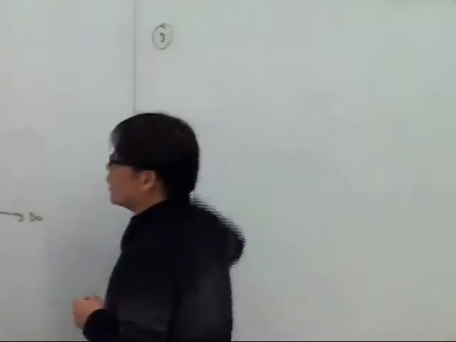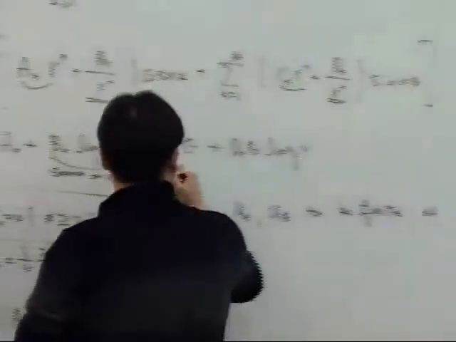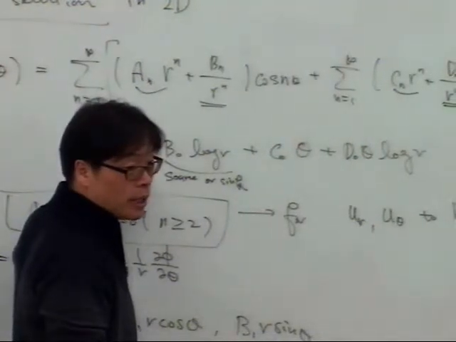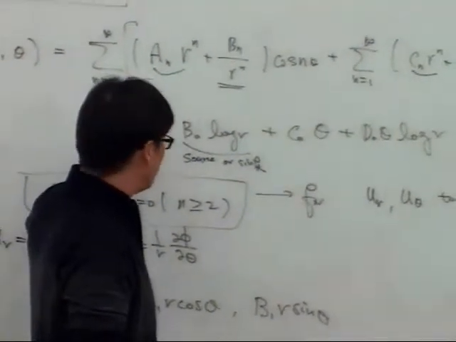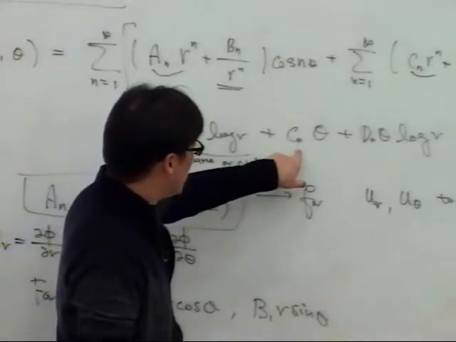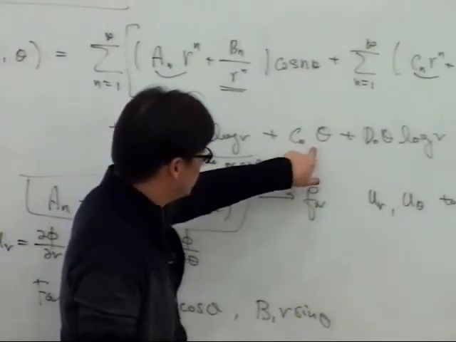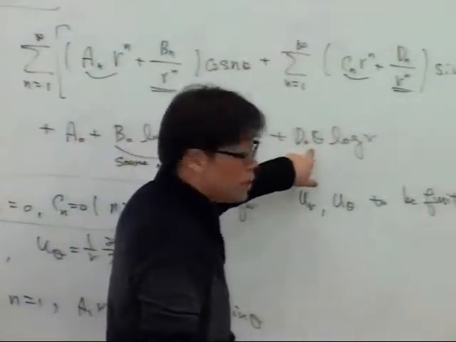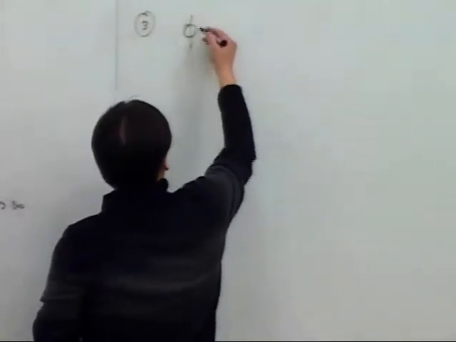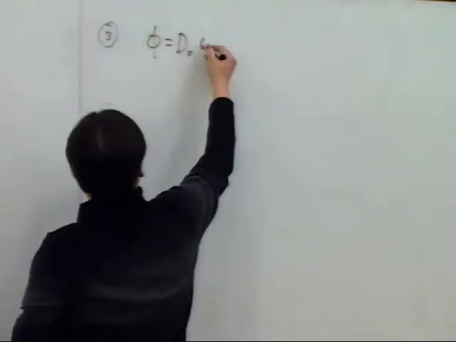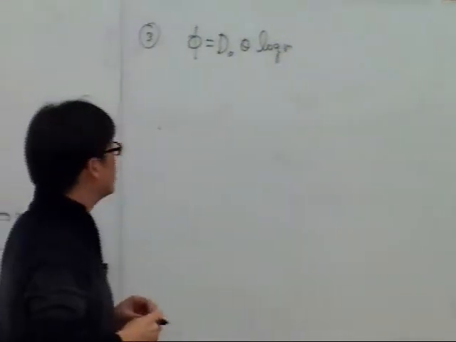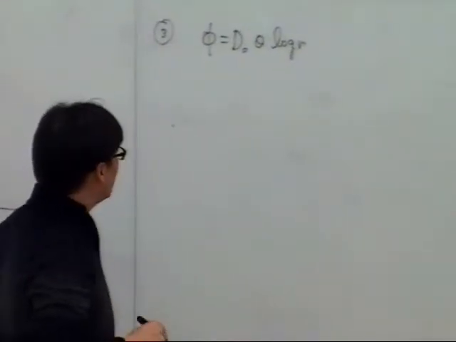Next thing that we want to look at is this potential and this potential. So I said A naught can be 0 because it's constant. When I take a derivative, this doesn't give you anything. First of all, let's look at this potential. So phi is d naught theta log r. That's the velocity potential that we have.